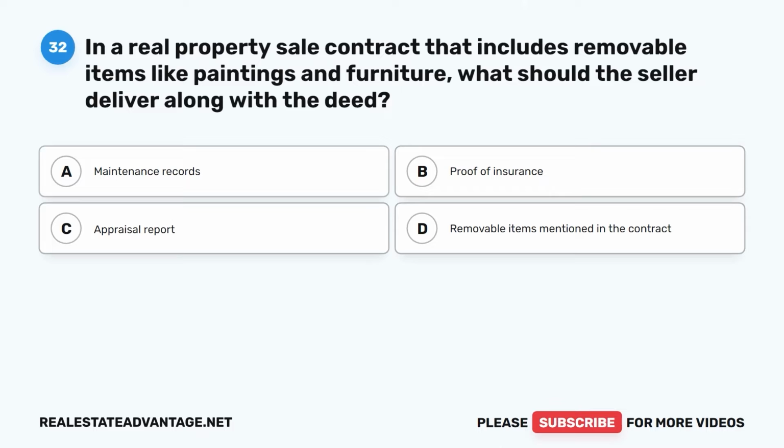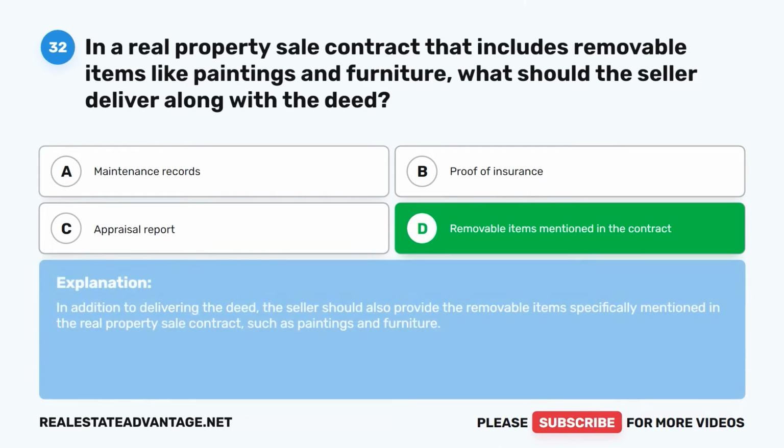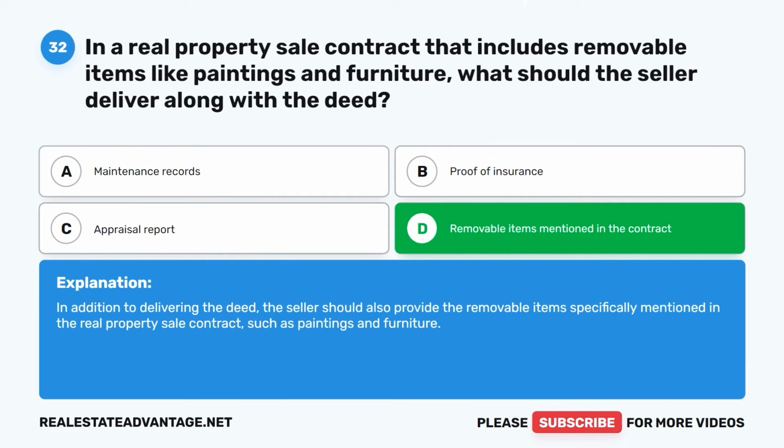Question 32. In a real property sale contract that includes removable items like paintings and furniture, what should the seller deliver along with the deed? A. Maintenance records. B. Proof of insurance. C. Appraisal report. D. Removable items mentioned in the contract. The correct answer is D. Removable items mentioned in the contract. In addition to delivering the deed, the seller should also provide the removable items specifically mentioned in the real property sale contract, such as paintings and furniture.